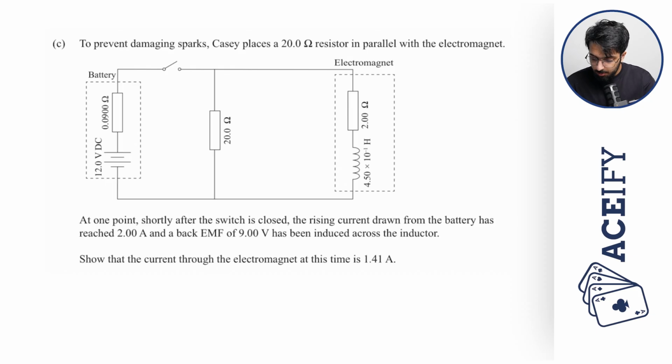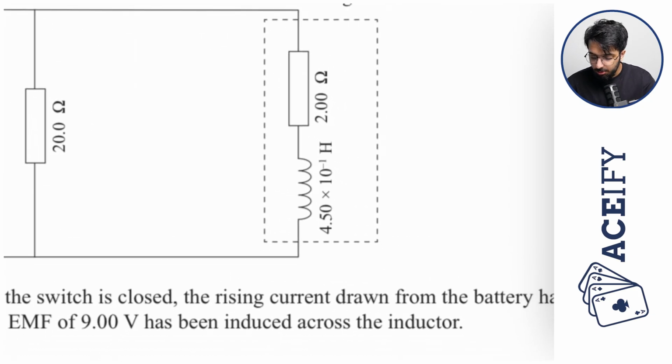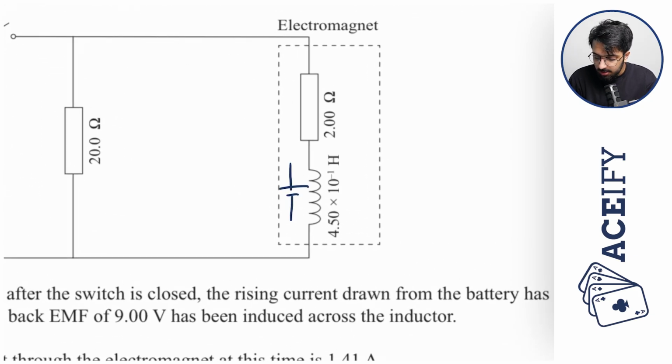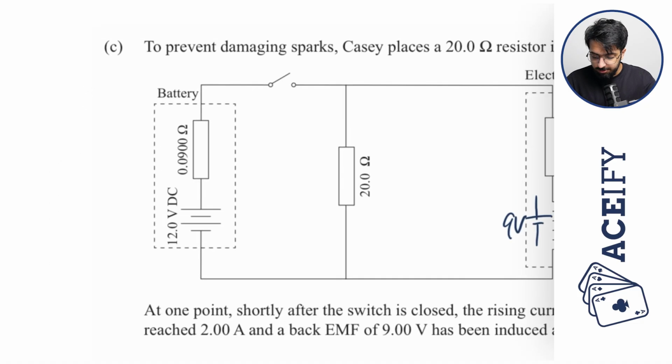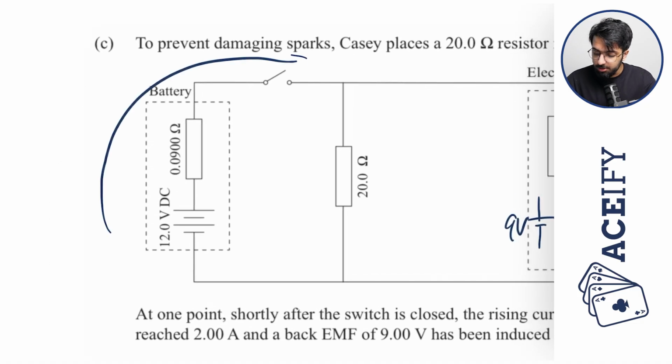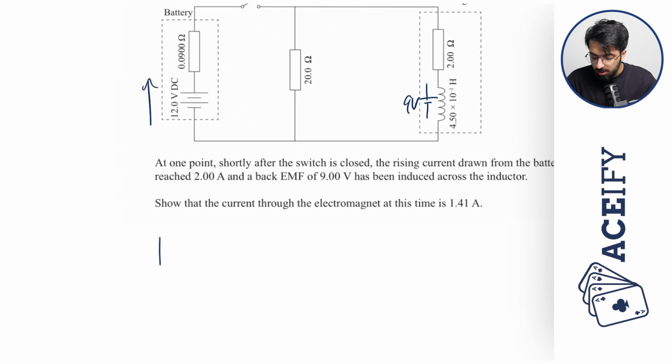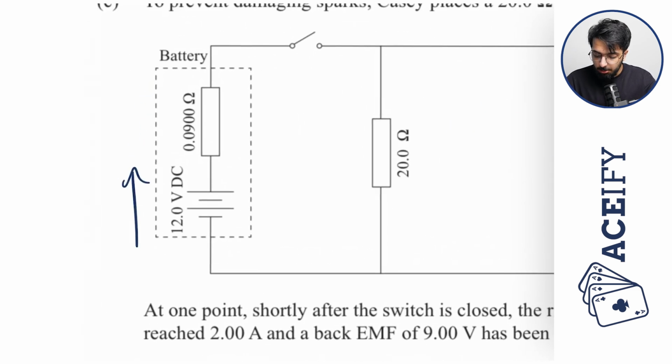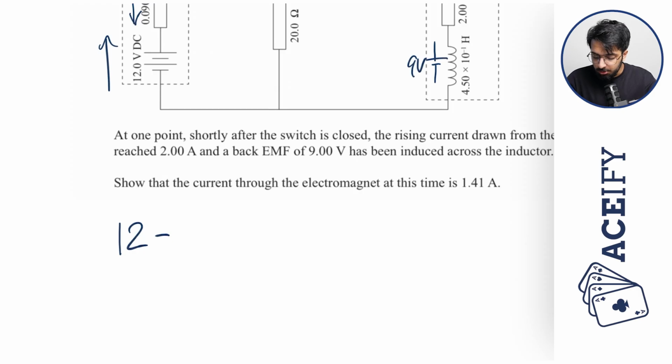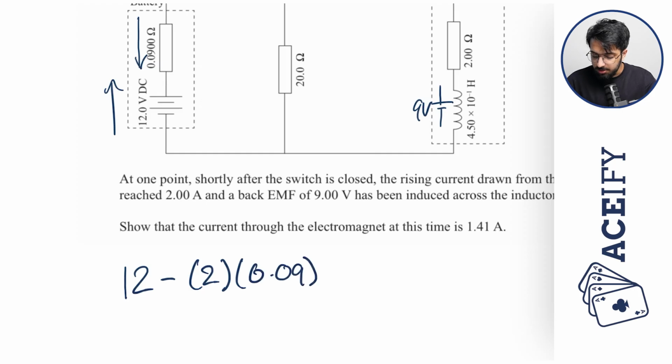Alright, so we have a back EMF for our inductor, like so, and that is 9 volts, okay? And so therefore, if we go this way for our Kirchhoff's voltage law, we can see we have a 12 volt rise, okay? And so we get 12 volts. And we minus the voltage drop due to our internal resistance. And so this voltage drop is going to be equal to the current, which is 2 amps, multiplied by the resistance, which has 0.09 ohms of resistance, okay?